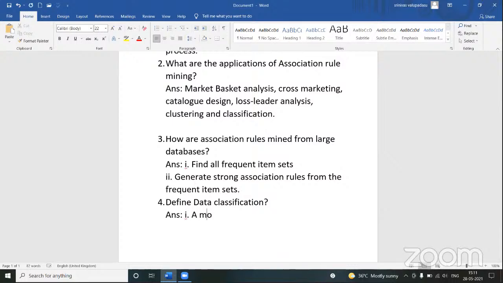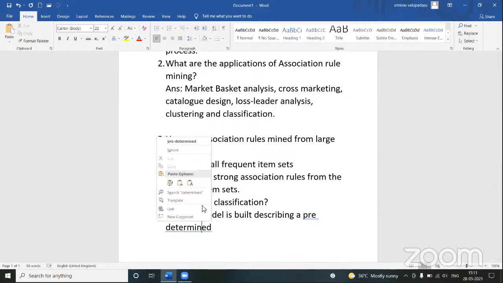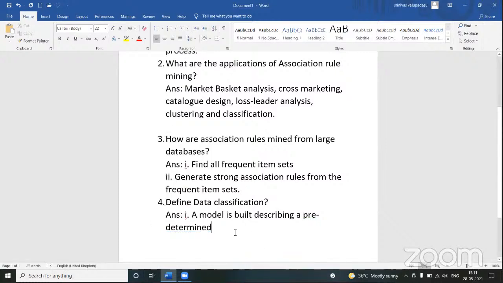First one, a model is built describing a predetermined set of data classes or concepts, and second one, the model is used for classification.